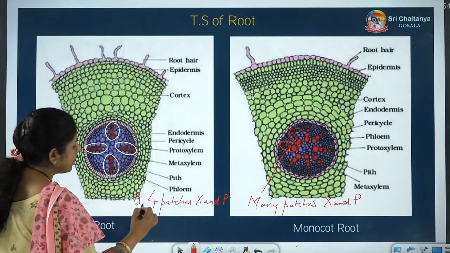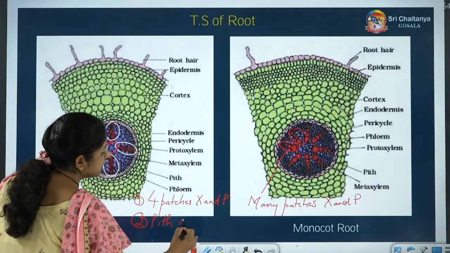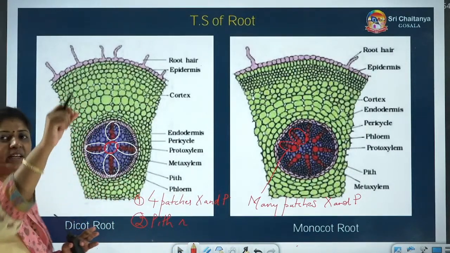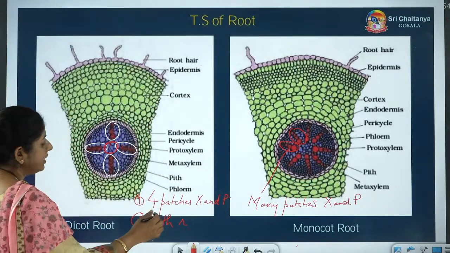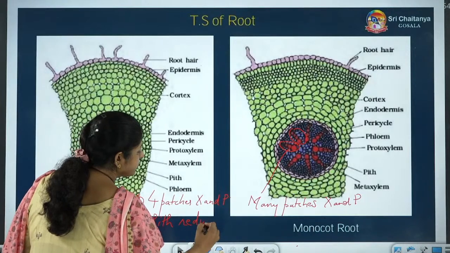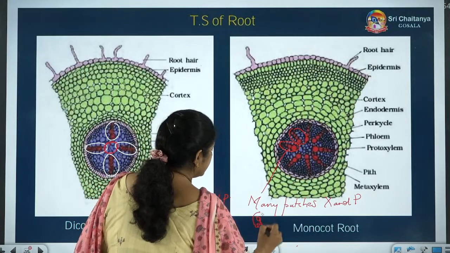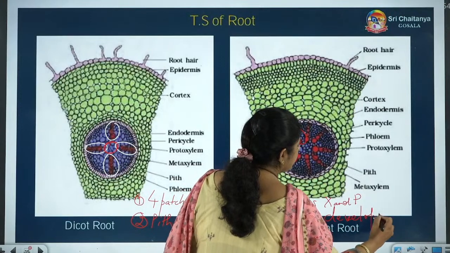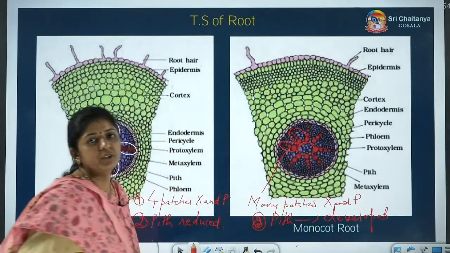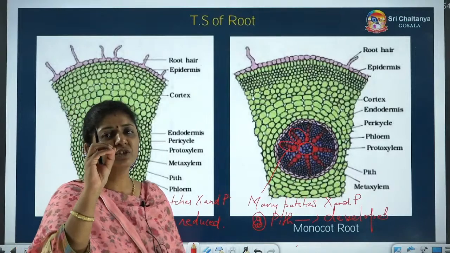Second difference is what? Here this pith, the central part, the pith is reduced. Don't write anything. The next slide has typed differences. Just copy down later on. Just listen to the lecture first of all. Here the pith is going to be reduced. But here the pith is going to be developed. In which case will it be developed? In case of the monocot root, right? In case of the dicot root, it is reduced very small. It seems to be the same, but it is very much reduced.